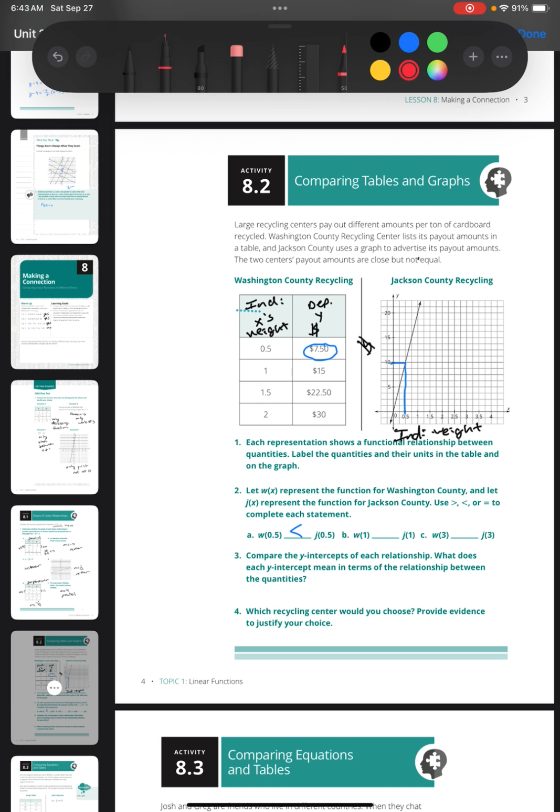Now they want to look at a weight of 1, so $15 at Washington County. At Jackson County, a weight of 1 on our graph, follow that all the way up, is at $20. So similar again, Washington County is less. Jackson County is greater. And then for C, looking at 3.